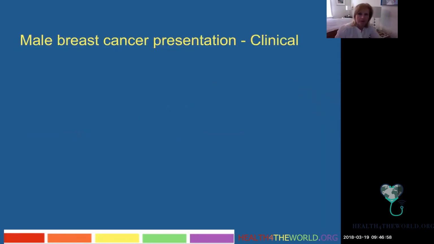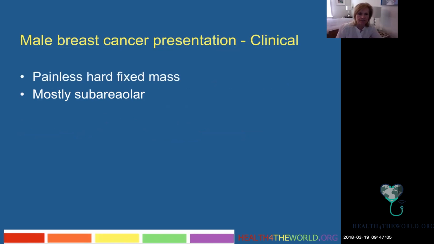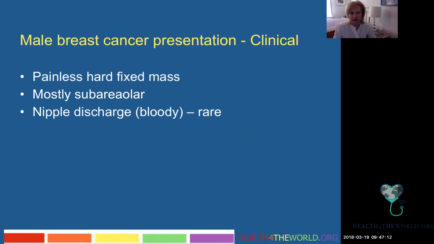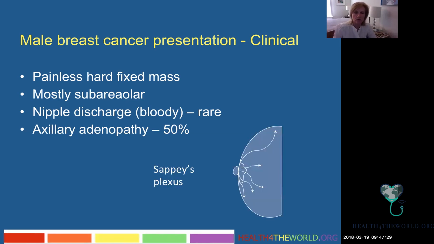How does male breast cancer present clinically? Well, it's usually a painless, hard, fixed mass. Usually they're subareolar. Occasionally they can present with nipple discharge, bloody nipple discharge, but this is rare. Much more commonly they present as a mass. They will present with axillary adenopathy more often than cancers in women, 50% of the time, but again, that's because we don't do screening, so they are going to present slightly later.